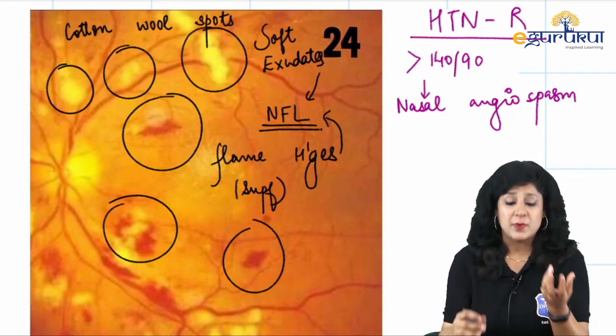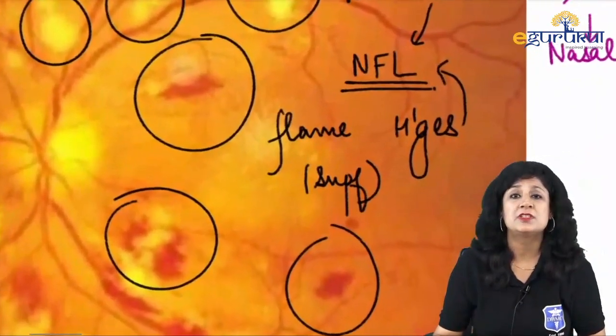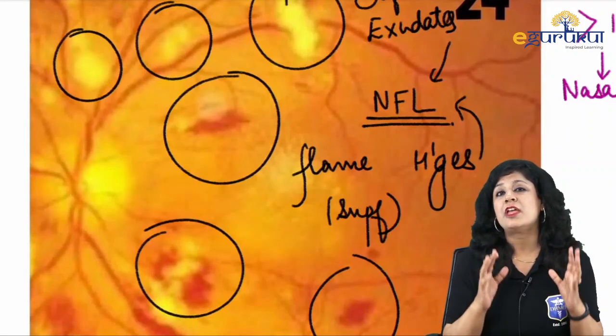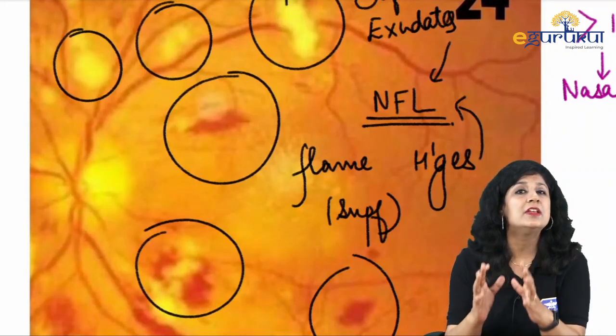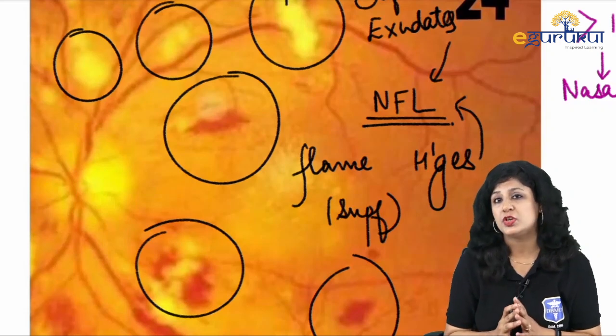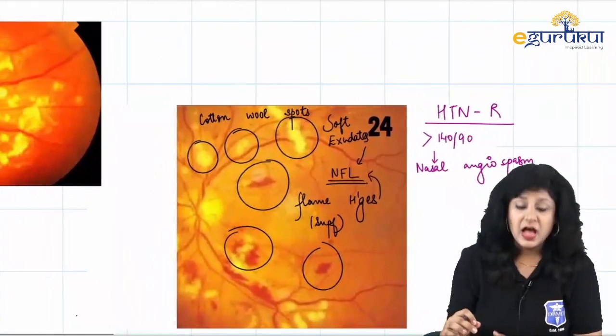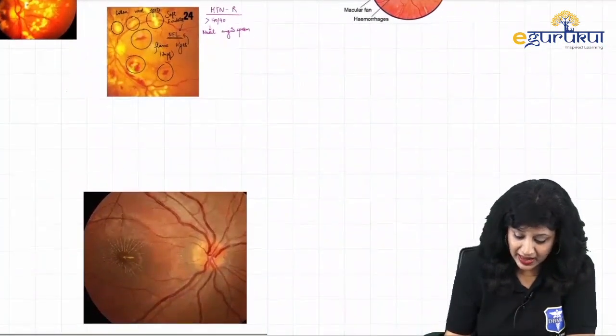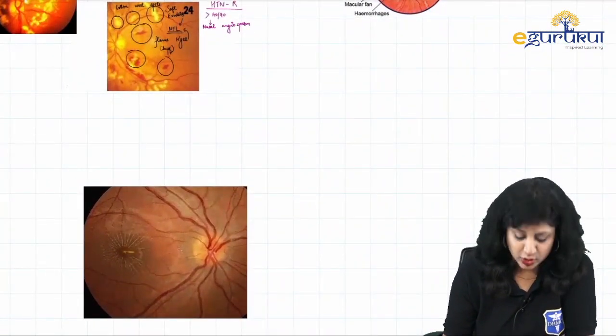Along with the attenuation, you can see the vessels are so much attenuated, very, very thin. Along with the retinal edema, these are very prominent changes that you are going to get in a patient of hypertension retinopathy. Now, how to differentiate these? We will have to see the other findings also.